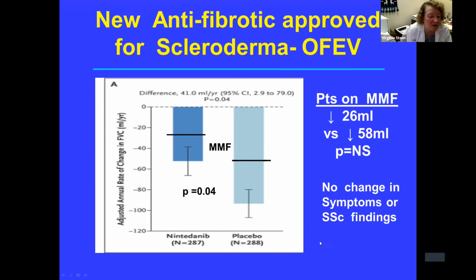And importantly, this drug unfortunately did not have any effect on any other scleroderma symptoms, including respiratory symptoms, no improvement in their breathing, and no effect on scleroderma skin findings. And unfortunately, it has a lot of GI side effects. So although it is an option for people that have progressive disease in spite of MMF, I don't think, at least in my hands, it's going to be a first-line agent here.